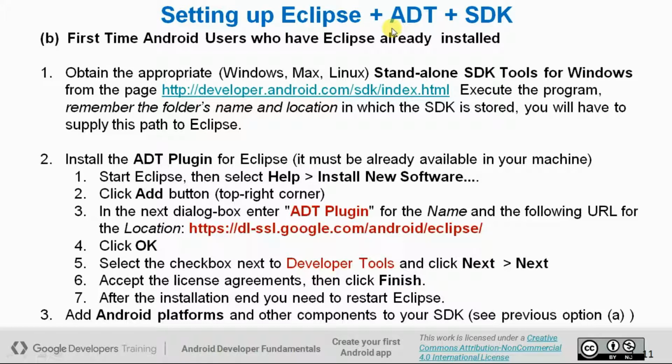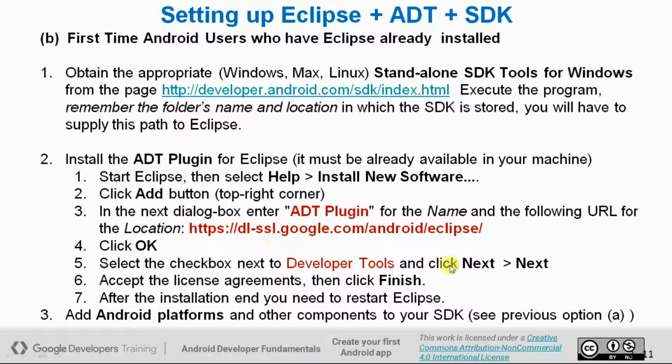To configure ADT, you have to open Eclipse software, then click on Help menu and click on Install New Software. Click on the Add button on the top right corner and type ADT plugin as the name, and then for location, apply this location and click on Developer Tools.